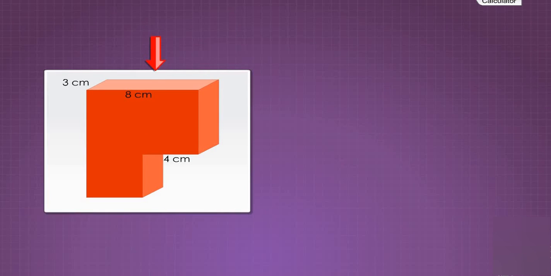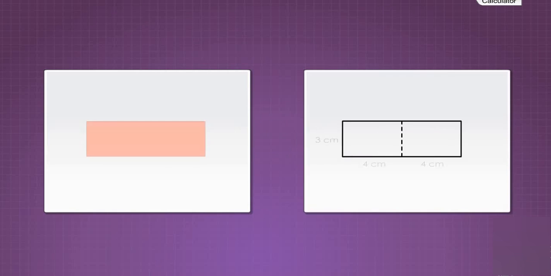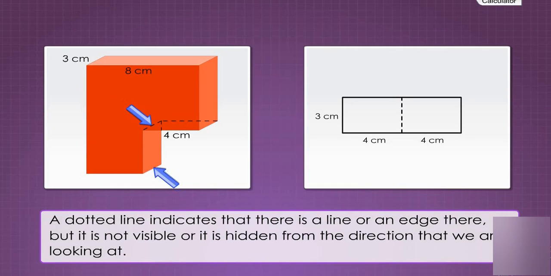Now, let's turn the object upside down. What will the plan of the object look like now? Let's check. The outline shape is still the same, which is a rectangle. Now, imagine the object to be a bit transparent, just like the desk just now. What other lines can you see? Yes, we can see a straight line right in the middle. But because we cannot actually see it from the top, we draw this line as a dotted line. A dotted line indicates that there is a line or an edge there, but it is not visible or it is hidden from the direction that we are looking at.